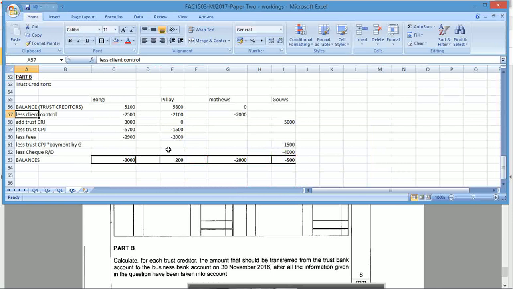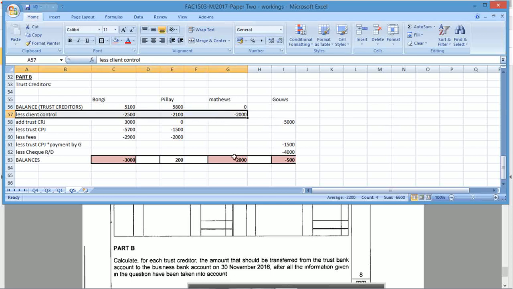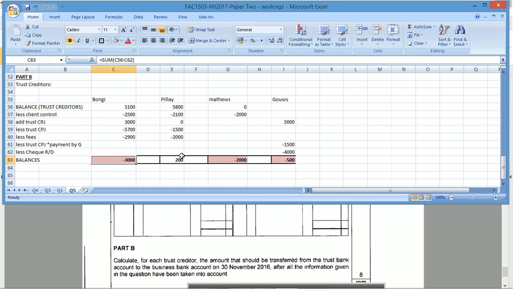So that means if I look at this, Bongi is going to transfer 3,000, Matthews 2,000, and G 500. These amounts would be what they would have to transfer. And that makes sense, because think about it: a client control account means they still owe us. It's like a debtor, so these people owe us. And then Pele, we actually owe them something.